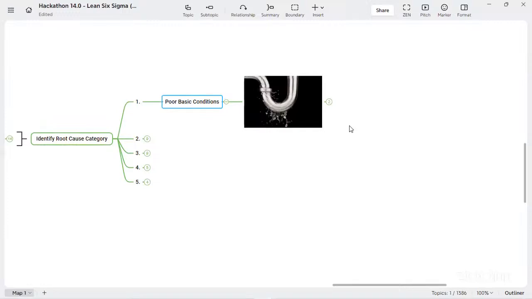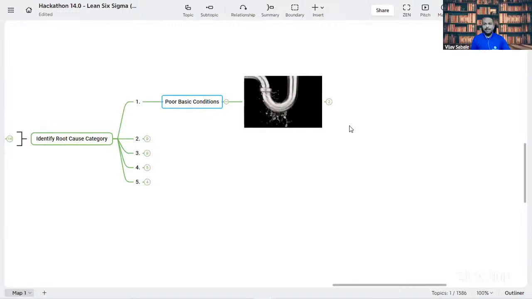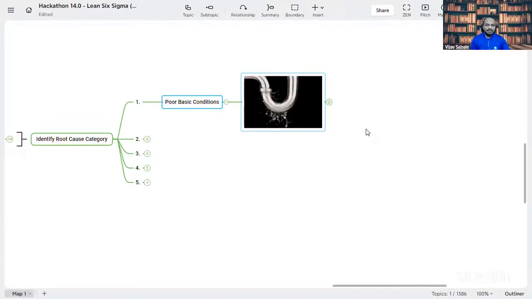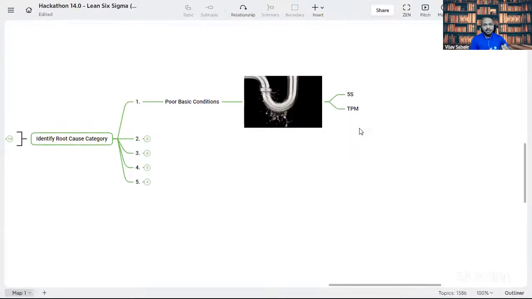Cleat can be applied. Yes, absolutely. It's a part of TPM, right? Yes, so you can cover some part of it. It also comes into the 5S, right? You can implement the 5S and TPM into your processes, whether you have manufacturing, pharmaceutical processes, or even an office. You can use these systems in your areas so that we can eliminate these poor basic conditions.